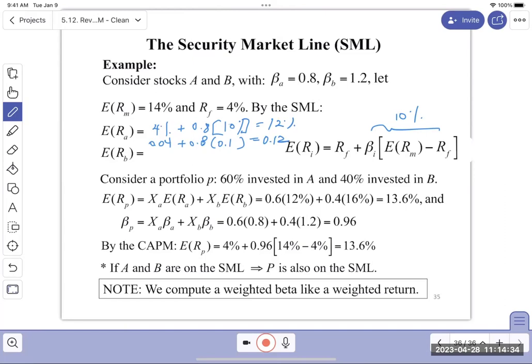Okay, and then for this one, we're going to mark up again above the risk-free rate with a beta now of 1.2. So more sensitive than the market returns. Again, the market risk premium is the same number, 10%, and this gives you 16%. So a 16% return for B and a 12% return for A. And this is based on the assumptions of the capital asset pricing model.